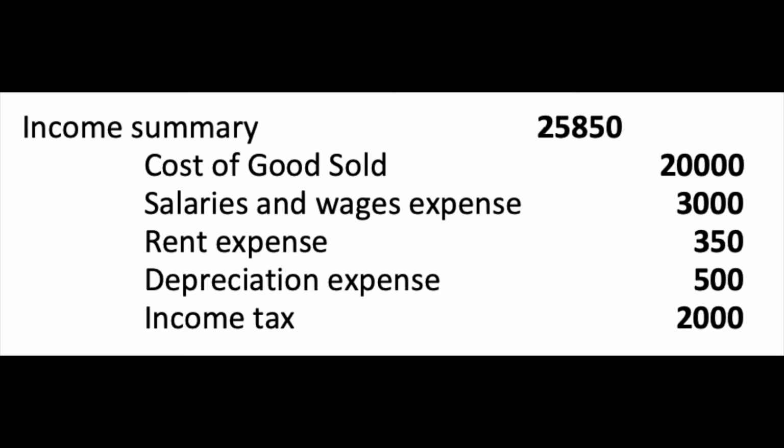Next step, we should reduce all types of expenses and costs to zero, and that includes cost of goods sold, salaries and wages expense, rent expense, depreciation expense and income tax. To complete this procedure, debit income summary for $25,850 and credit other costs and expenses for $25,850.